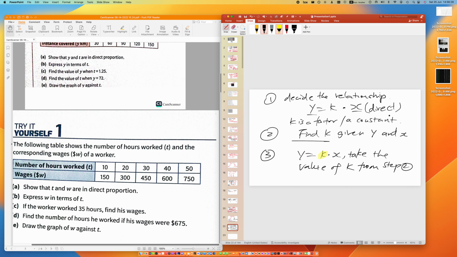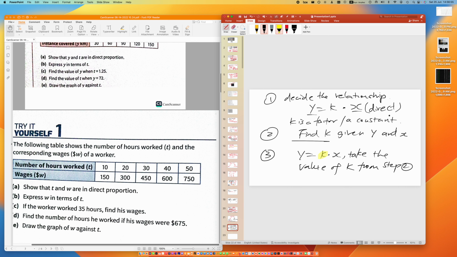They give you 35 hours. They want you to find the wages. Wages is W. So W is equal to 15t, plus C. What do you end up with?